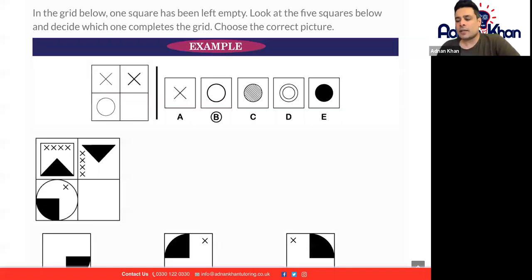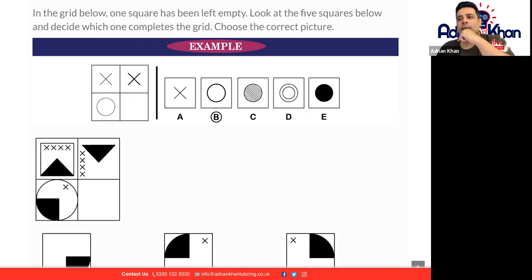So let's have a look at the first example on top. In the grid below, one square has been left out. We see this big square in front of us, and the bottom right-hand side of that square has been left empty. Look at the 5 squares below this big square and decide which one completes the grid in the best way possible.